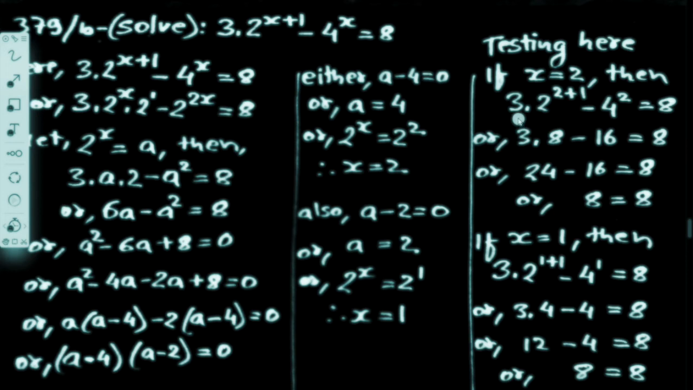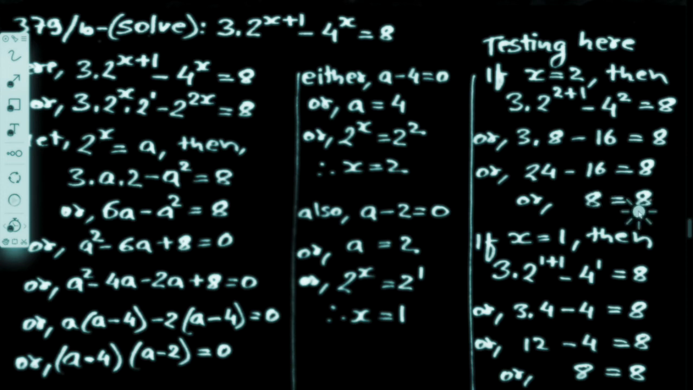Then 3 into 2 power 2 plus 1. Here x plus 1 is 2 plus 1. Also here minus 4 power x means 4 power 2 equal 8. Or 3 into 2 power 2 plus 1 is 3. 2 power 3 is 8. So 3 into 8 minus 4 power 2 means 16 equal 8. Here 3 into 8 is 24. 24 minus 16 equal 8. Or here 24 minus 16 is 8.